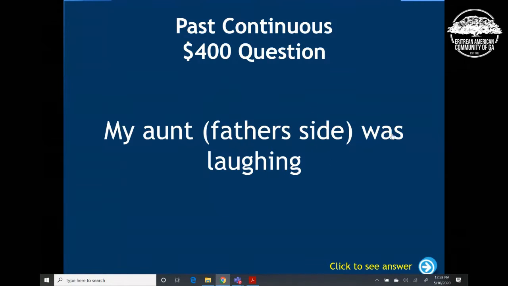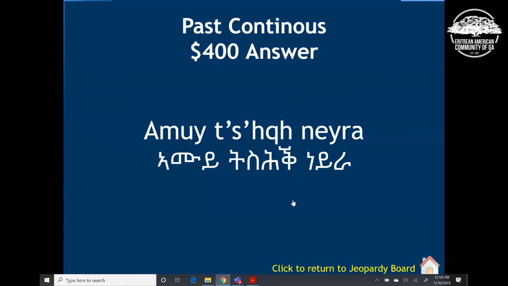And for was, okay, Naud. Amoy tisach nera. Good job. So it's 400 for Naud. Amoy. So this is on your father's side. Amoy is the father's side aunt. Tisach. So laughing. You have to make sure you have the t part. And then nera. So she was.